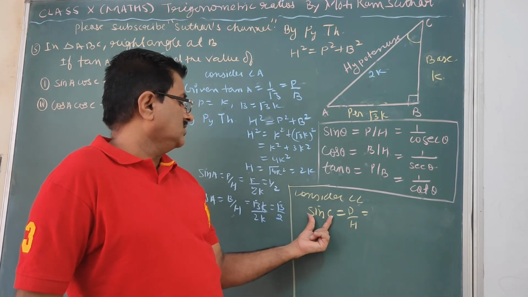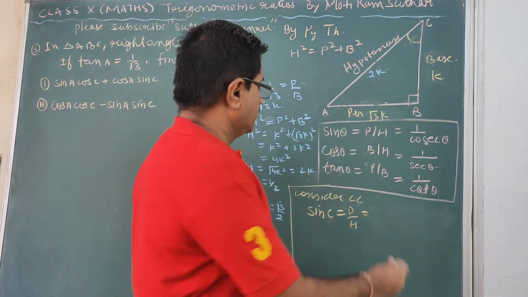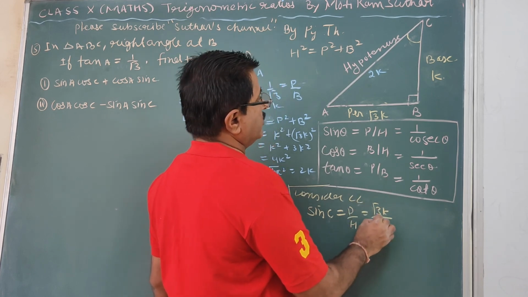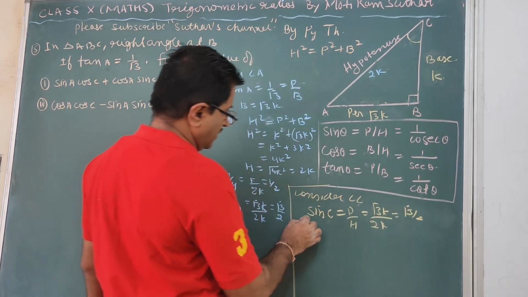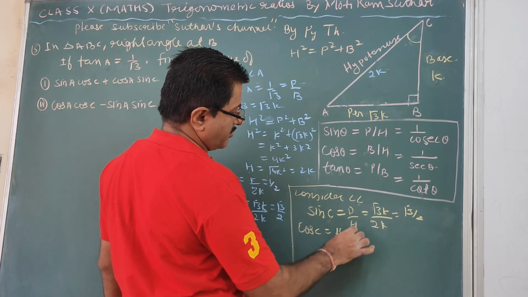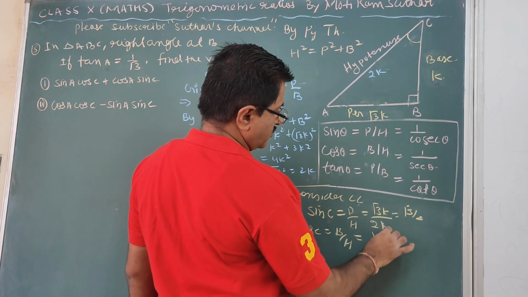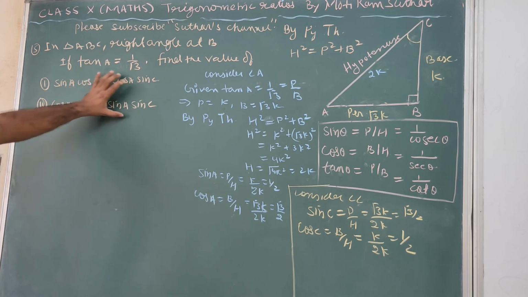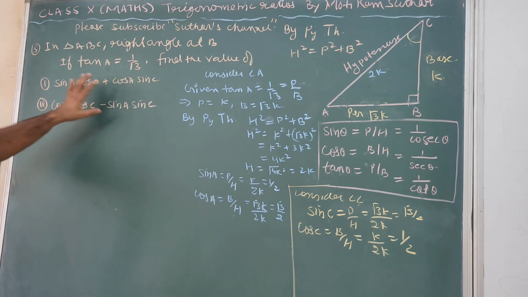So now see, we are considering the angle C. So sin C equal to perpendicular upon H. Here perpendicular is root 3k, so root 3k upon hypotenuse, that is 2k. So we get root 3 by 2. Similarly, you can find cos C, that is base upon hypotenuse. Here base is k and hypotenuse is 2k. So that is 1 by 2. So we get all four trigonometric ratios that we need in this problem. Clear?